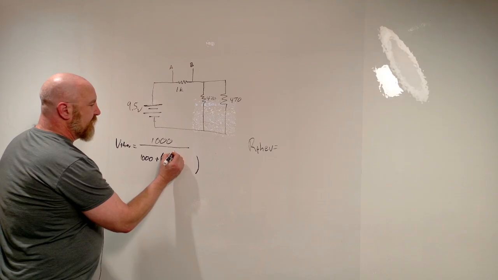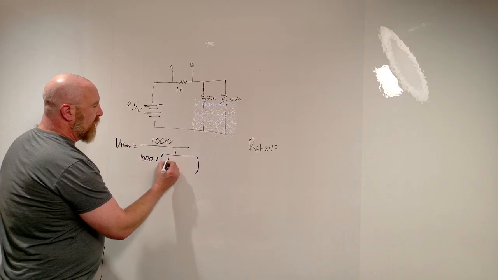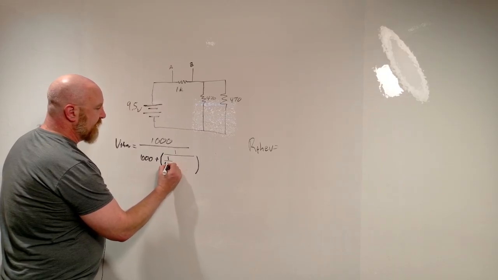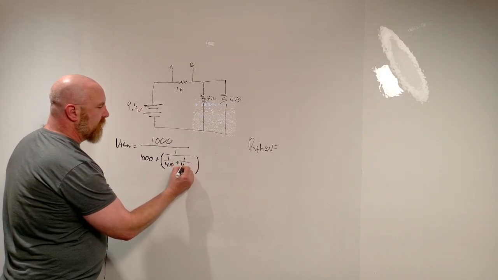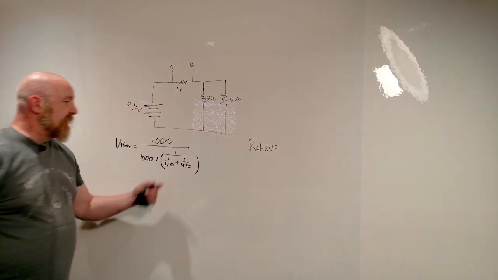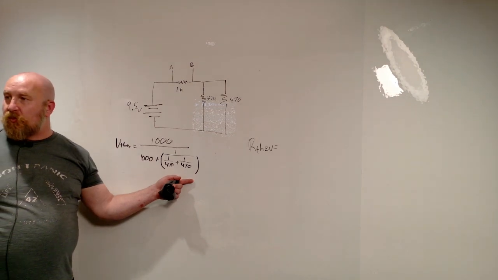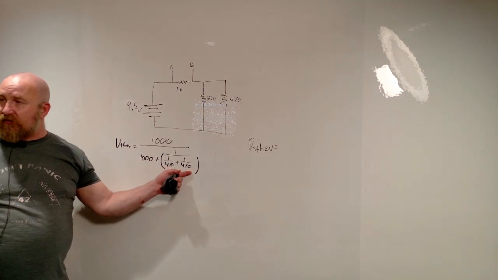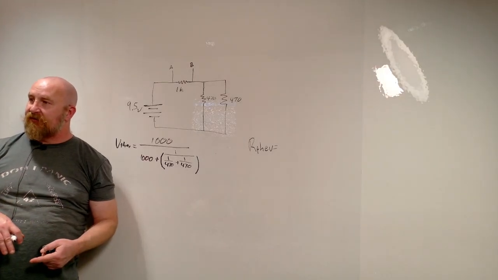And I'm going to do this as 1 over 470 plus 1 over 470. This is the same as 1 over our total equals 1 over 470 plus 1 over 470. I just have moved the 1 over here to create the inverse function that we need.